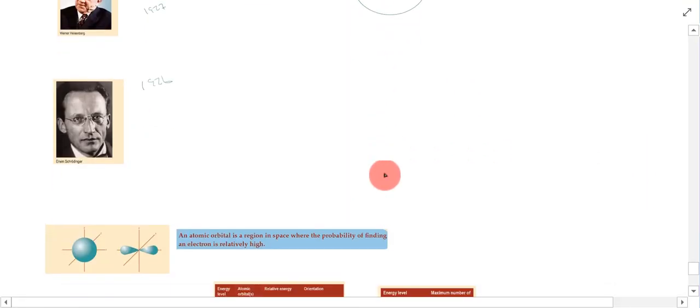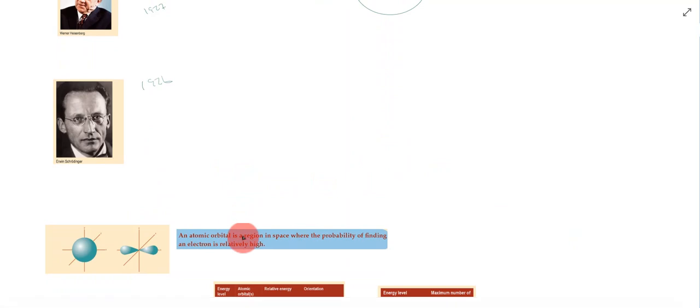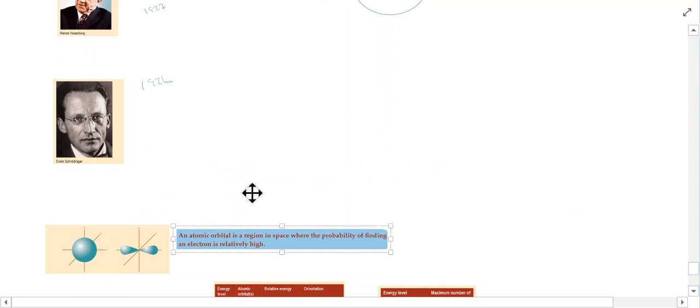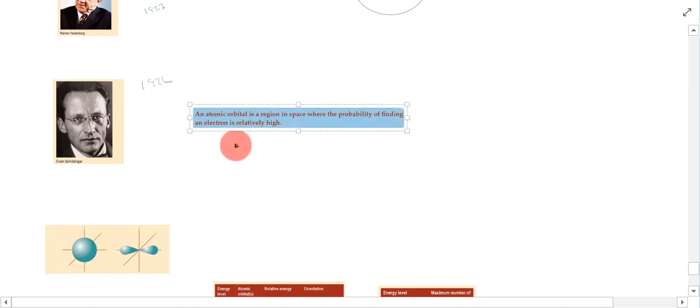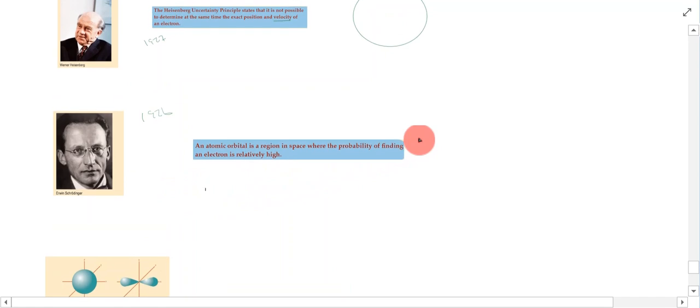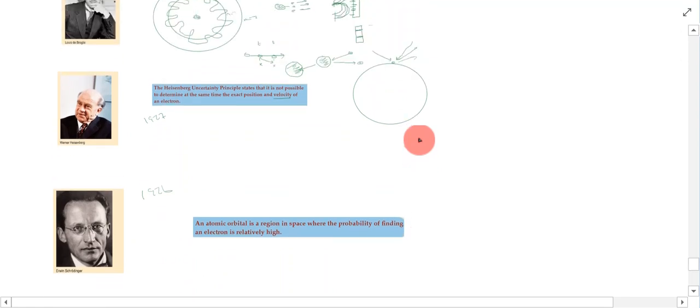So that's what I want to talk about here: this idea of what are known as atomic orbitals. A way to think about an atomic orbital is a region in space around, for example, the nucleus of an atom, where the probability of finding an electron is relatively high.